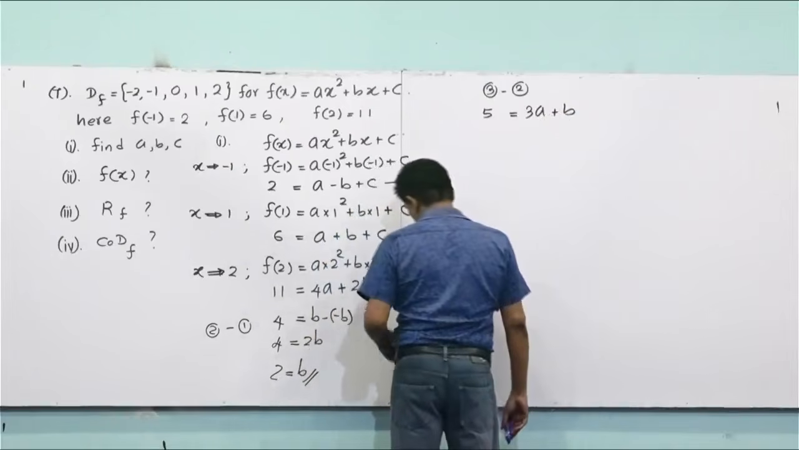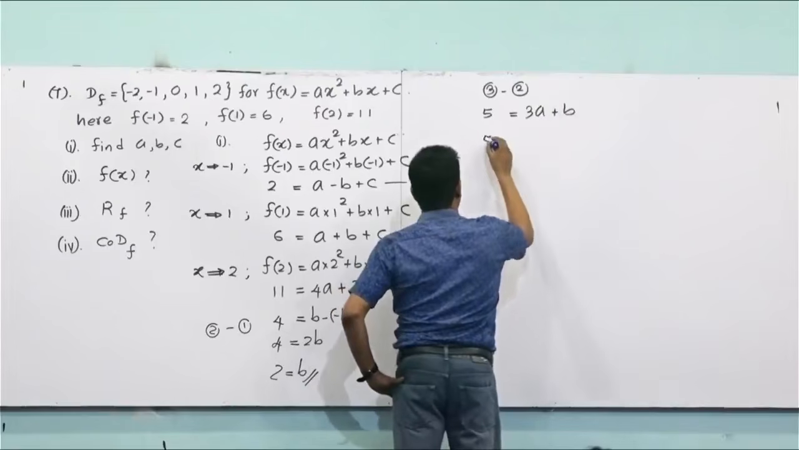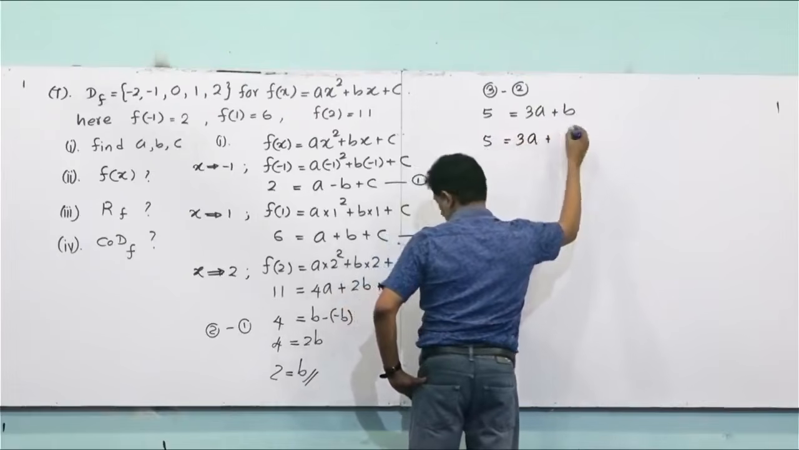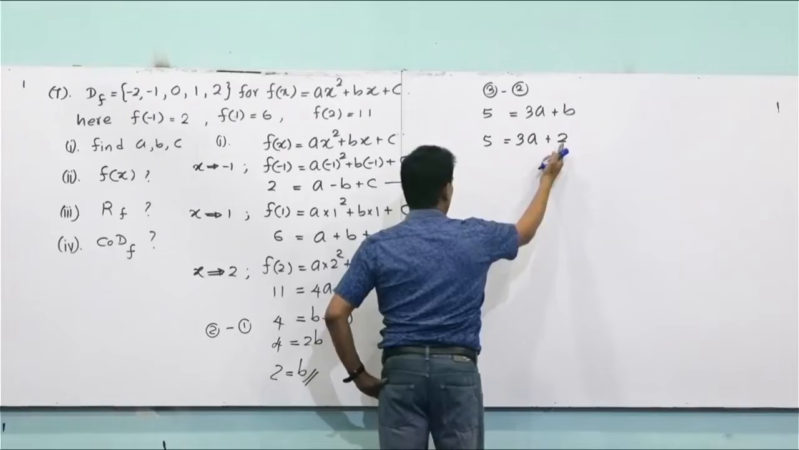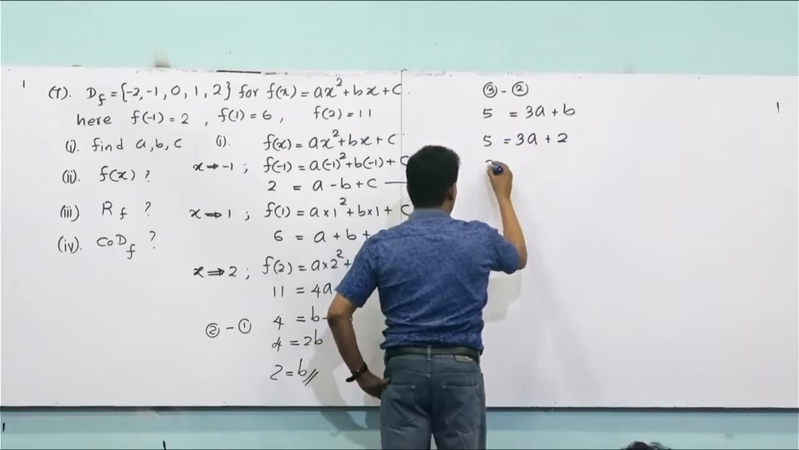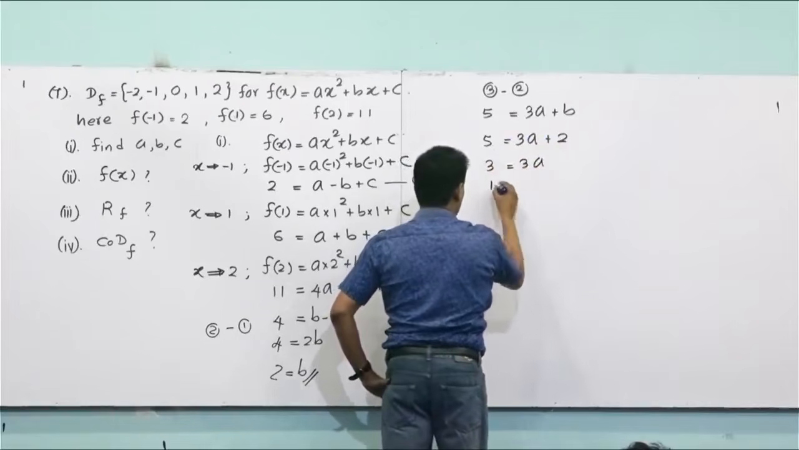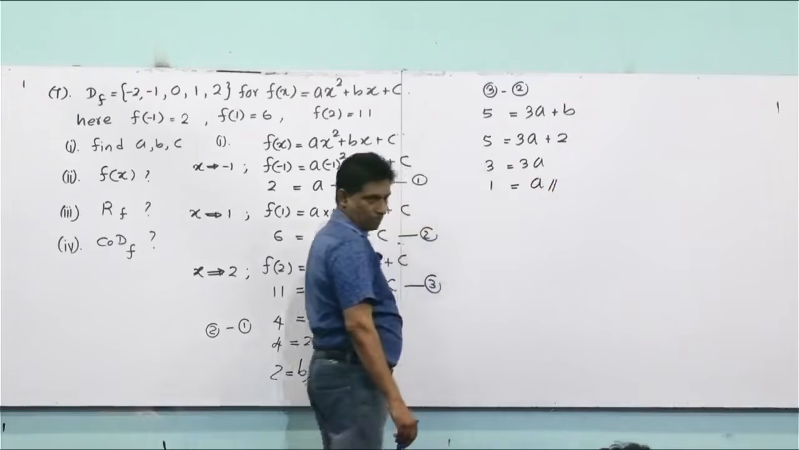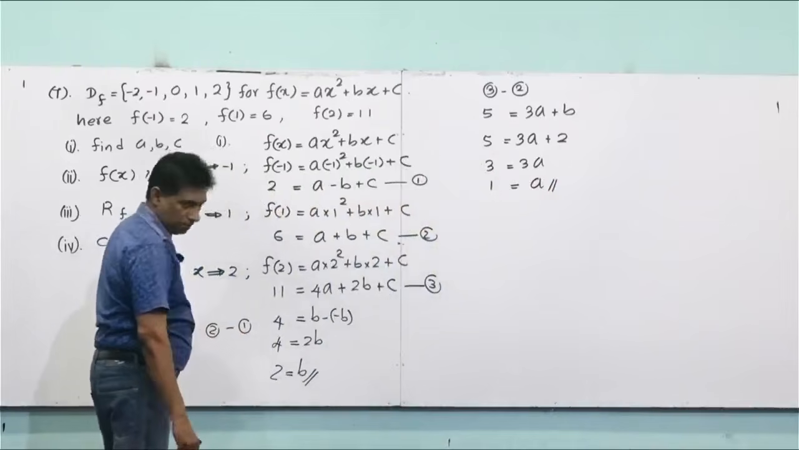Now we know the value of B, so we can substitute. 5 is equal to 3A plus, for B we substitute 2. Now we take this positive 2 to this side, then 5 minus 2 means 3. Now 3 is equal to 3A. When we divide by 3, the value of A is 1. Right? Now we know the values of A and B.